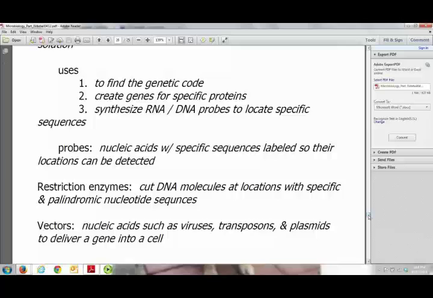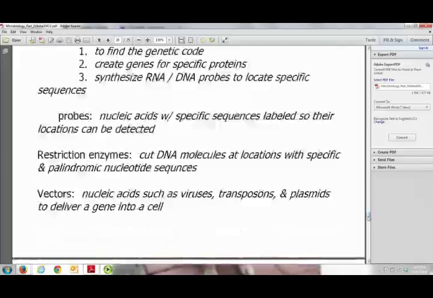With a probe, what you would do is have a nucleic acid that has a specific sequence, and you label it so that wherever it finds its complementary sequence, its location can be detected. One of the common ways to do this is to use fluorescence or to use radioactive materials.